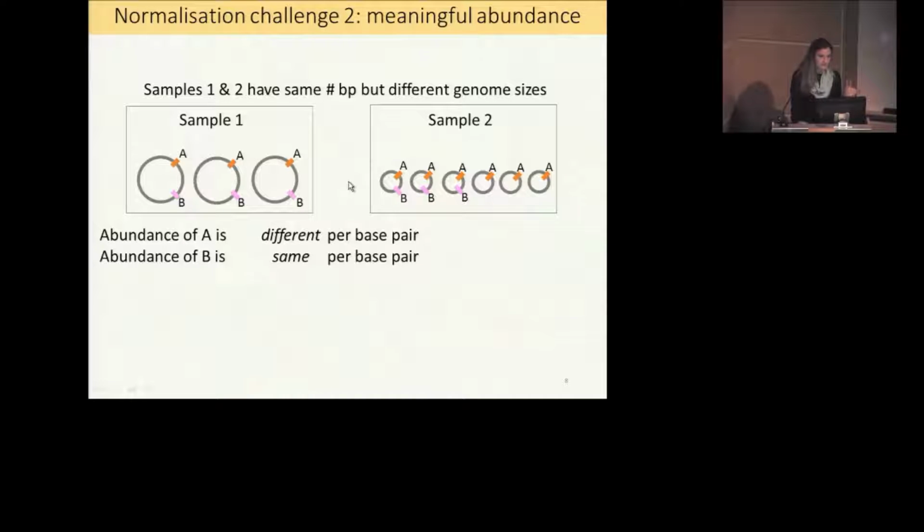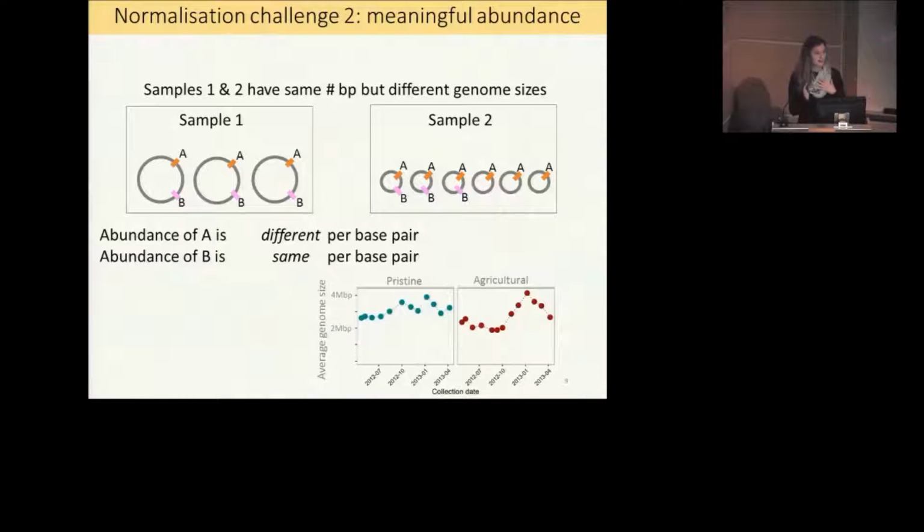So is this actually something that happens in real data? Yes, it is. In my data, for example, we had a difference of between 2 megabase pairs and 4 megabase pairs average genome size. And this can really affect what you're getting out as differential abundance of genes. So what do we do about this?